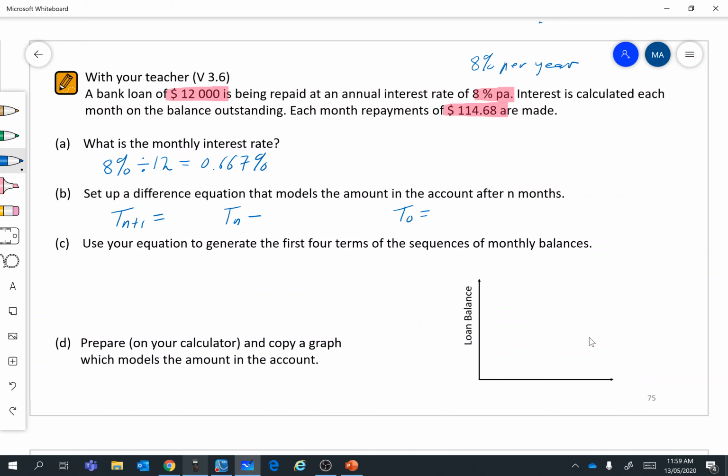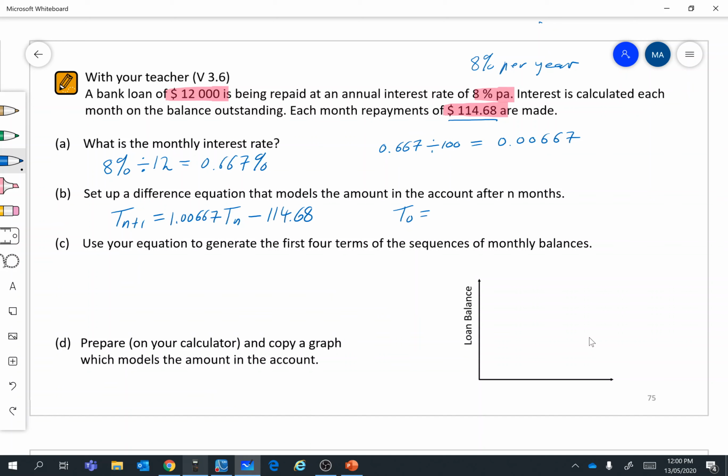So first off, I'm going to fill in the common ratio in front of Tn. So I'm going to take the 0.667 and divide that by 100 to convert that to a proper decimal. So 0.00667 is what we get there. And then of course we add that to 1, so that gives us for our common ratio 1.00667. So there's our percentage increase with the interest per month. Then we're going to subtract the regular payment. Okay, so there's the first part.